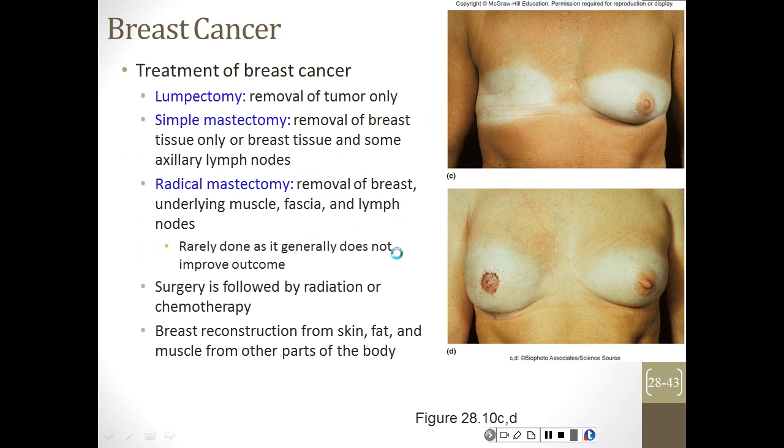Okay. All right, treatment for breast cancer. You have a lumpectomy, which is the removal of a cancer. So they'll go in through a small incision and remove the cancer. That's a lumpectomy. Then a simple mastectomy, which is the removal of the breast tissue only, or breast tissue and some axillary lymph nodes. And then you have a radical mastectomy, which is the removal of a breast, which you see here, underlying muscle, fascia, and lymph nodes.